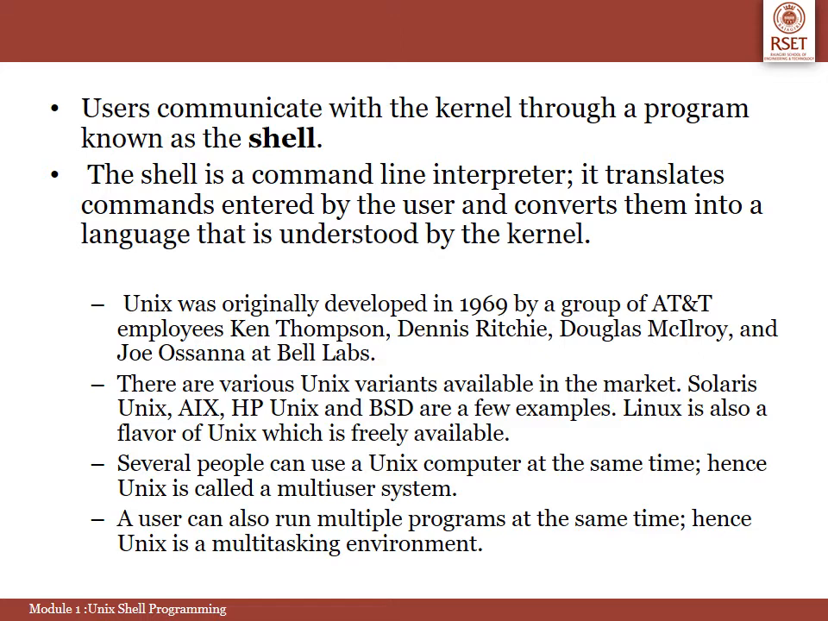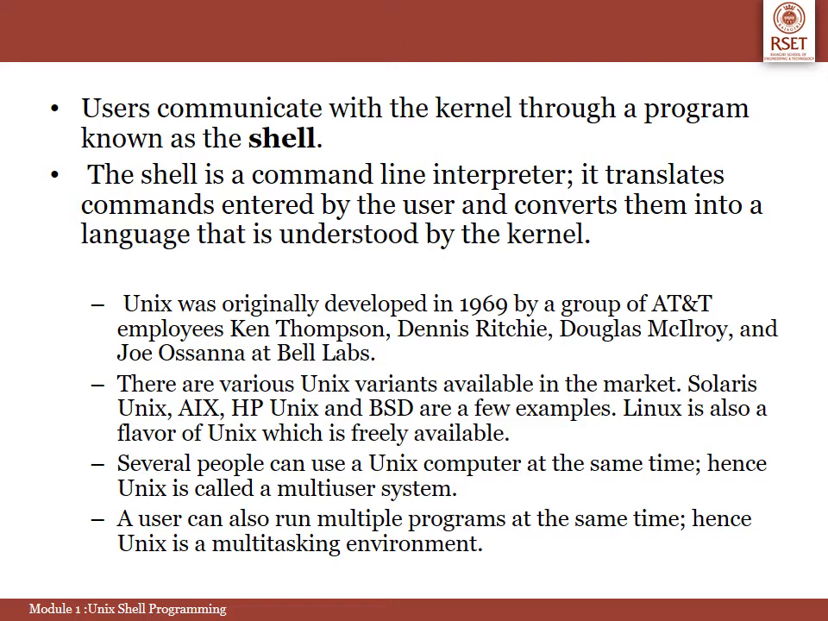Unix was originally developed in 1969 by a group of AT&T employees, Ken Thompson, Dennis Ritchie, Douglas McIlroy, and Joe Ossanna at Bell Labs. Then there are various Unix variants available in the market. Some of them are Solaris Unix, AIX, HP Unix, and BSD. And Linux is also a flavor of Unix which is freely available.